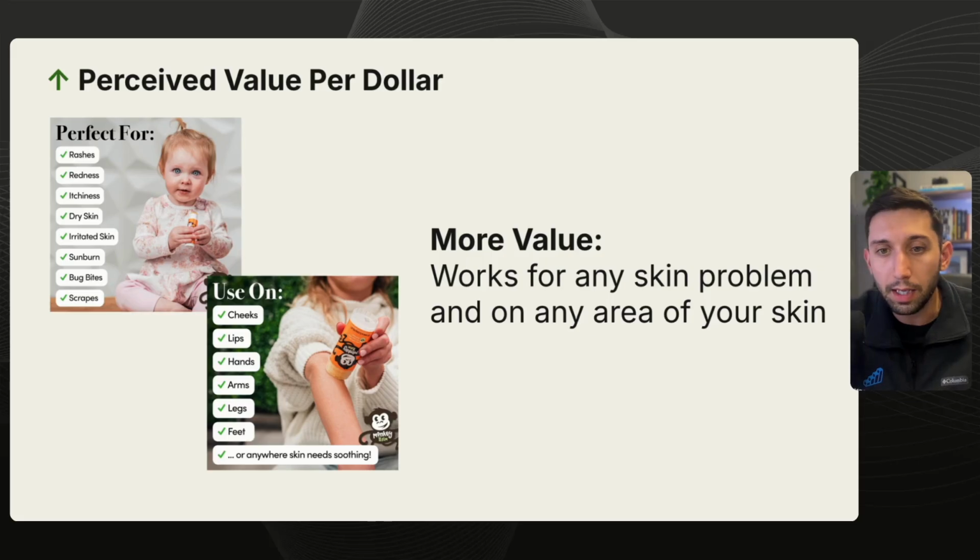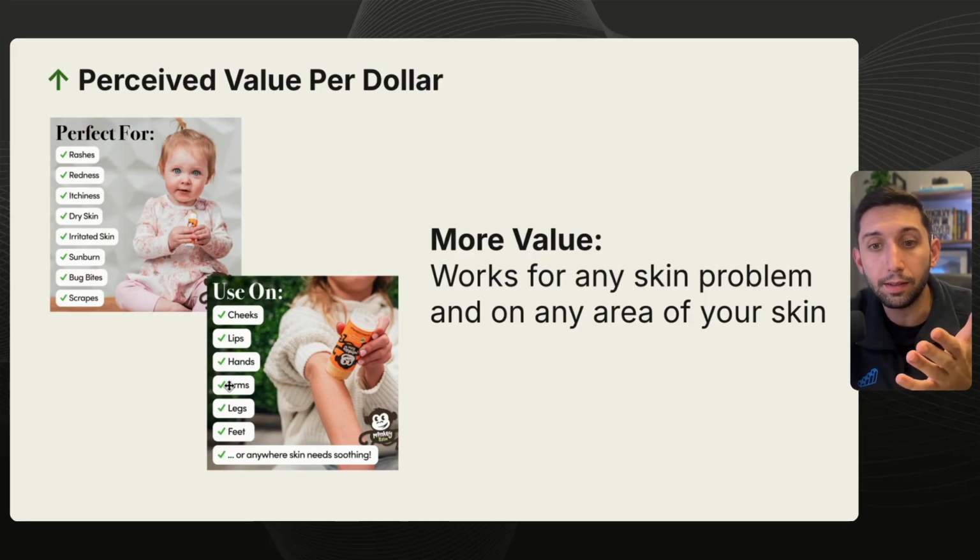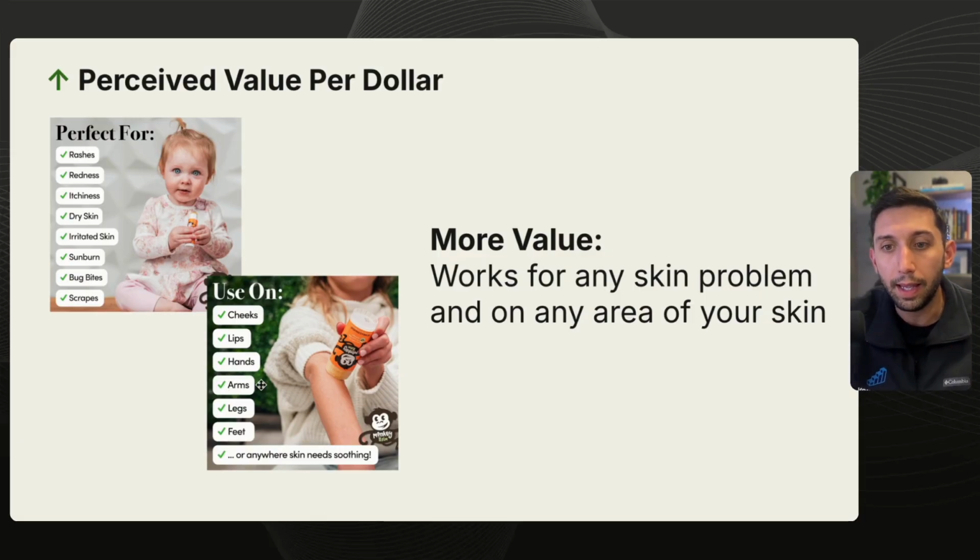It's going to help increase your conversion rate. Number two, back to the monkey balm. Yes, they obviously want to solve their kids' or babies' rash using a balm. But hey, this is not just for that one use case. It's also going to help redness, irritation, itchiness, dry skin, sunburn, bug bites, scrapes, all these different use cases. And you can use it anywhere on your body. So cheeks, lips, hands, arms, legs, feet, or anywhere, right? And so you have more places you can use it. You have more types of problems you can use it on. And so we're going to increase the perceived value per dollar.